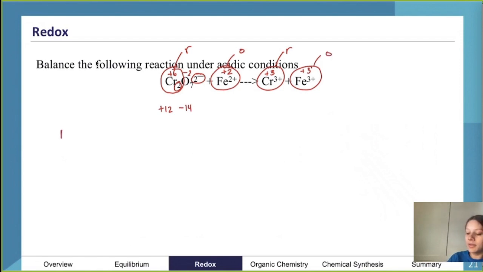So that means if we had to write out our full reduction half equation there, it would be Cr2O7 2- giving you Cr3+. Then our one for oxidation would be Fe2+, giving you Fe3+.